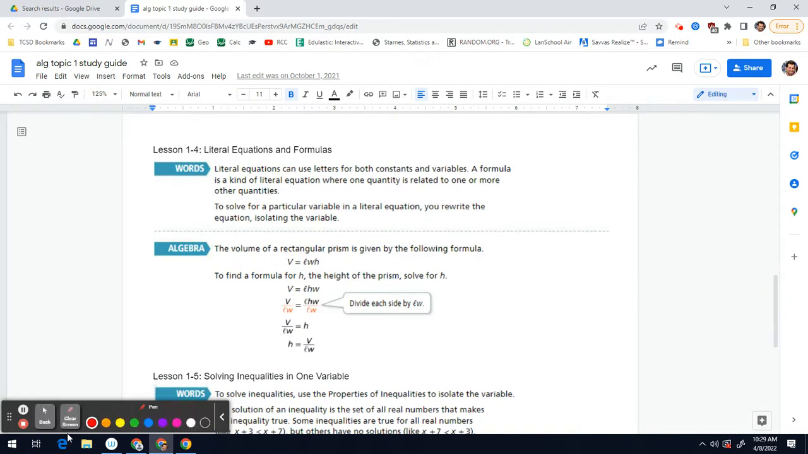Literal equations. So this could be something we could do together. You're bound to see something like this. So literal equations where you have multiple variables involved. So for instance, they have the volume of a rectangular prism. So they say volume equals length times width times height, right? If variables are all next to each other, it means multiplication.